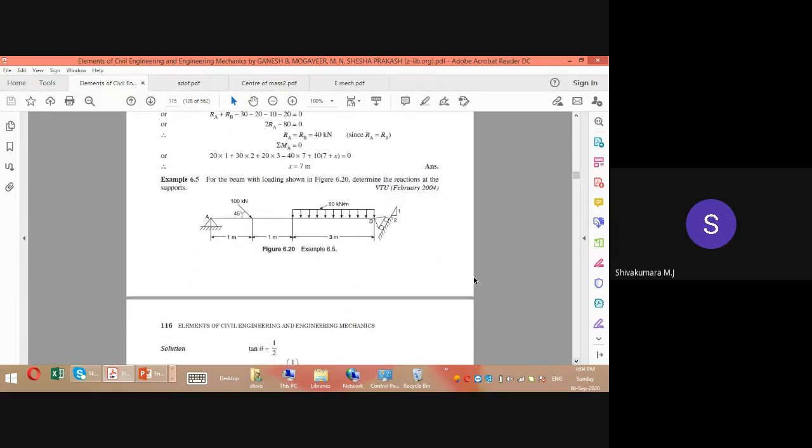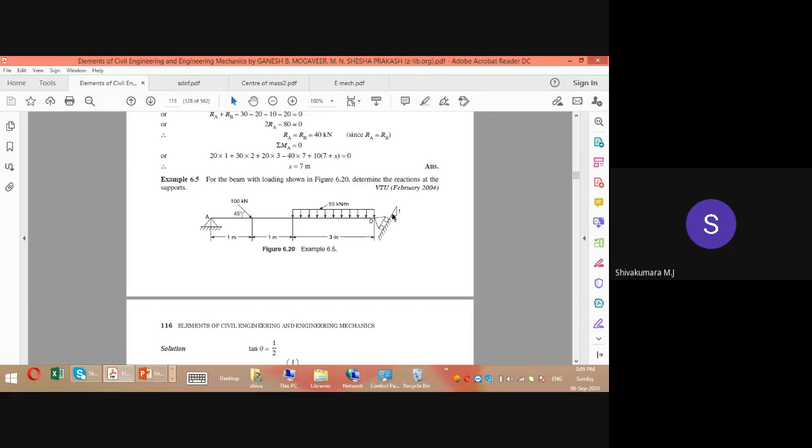You can see one case where the force is inclined and the support is also inclined. When the force is inclined, you resolve it into vertical and horizontal components, 100 cos 45 and 100 sin 45. Then you convert this UDL into a point load: 50 kilonewton per meter over 3 meter, 50 into 3, 150 kilonewton at 1.5 meter from D. Then here you show the reaction RD, and the slope is given as 1:2, 1 vertical, 2 horizontal.